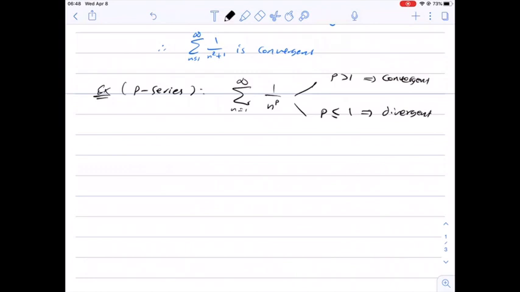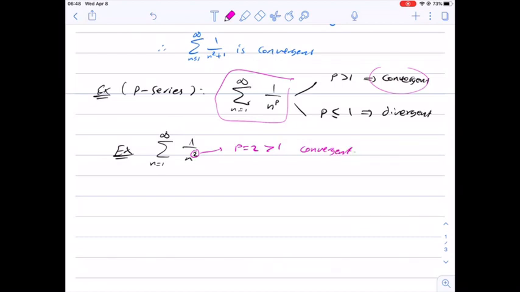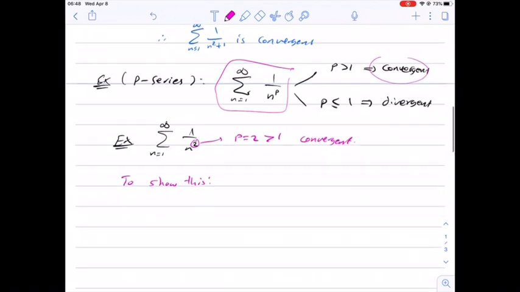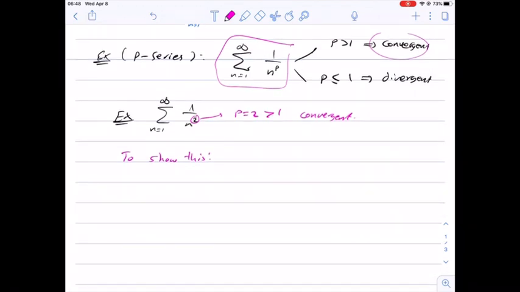Now let's take some examples. For example, the series 1 over n squared, n from 1 to infinity. Now p in this case, this is written in the form 1 over n to the power p. P is equal to 2. Since 2 is greater than 1, that means it's convergent. If we want to show this, we apply the three conditions, and then the improper integral test.